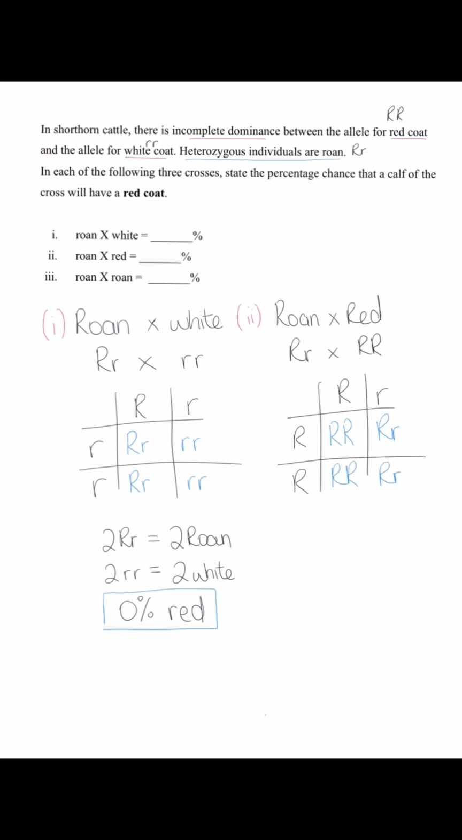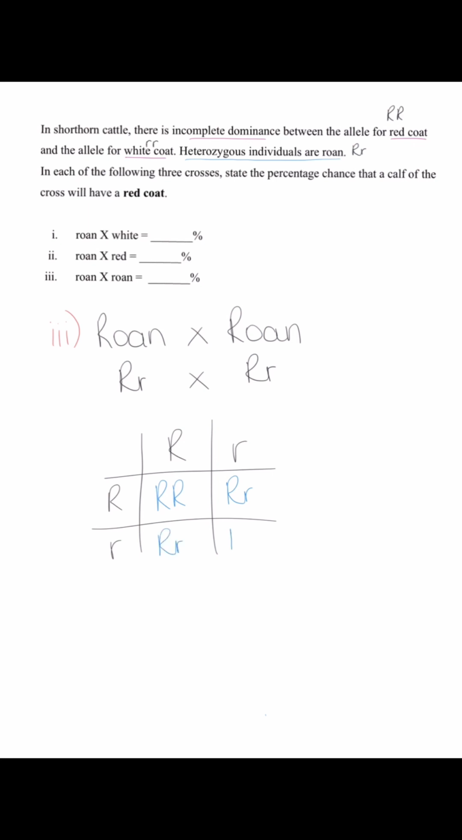So the next thing to do is write down what the phenotypes are. So I have 2 capital R capital Rs and 2 capital R small rs. So the capital R capital Rs represent red, and this capital R small r represents roan. Going back to the question, what is the percentage chance the calf of the cross will have a red coat? That is going to be a 50% chance red.